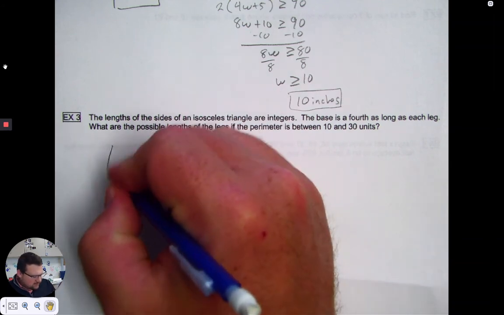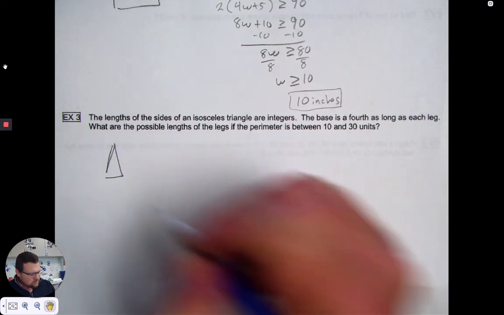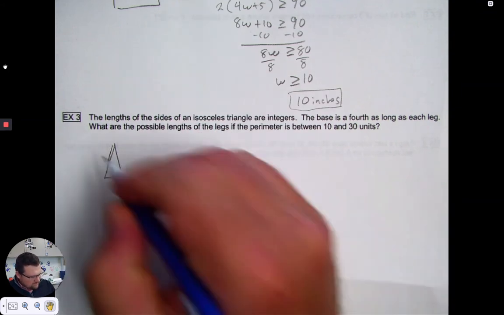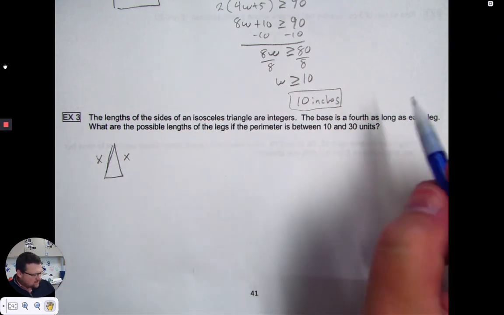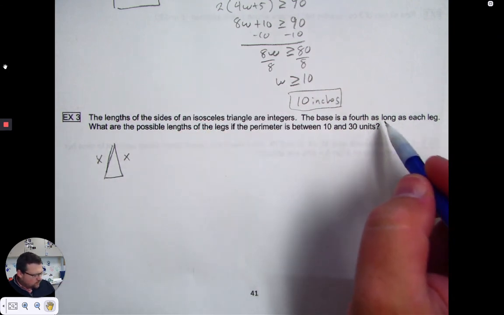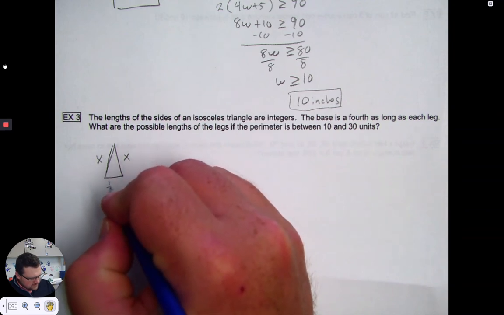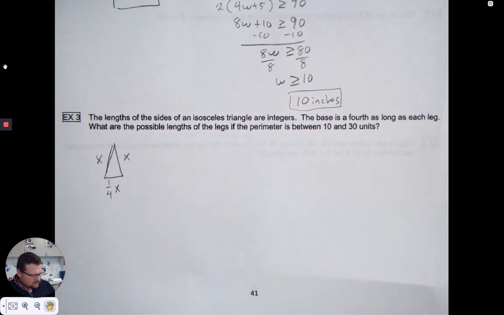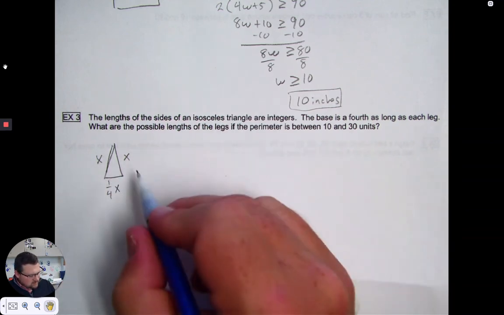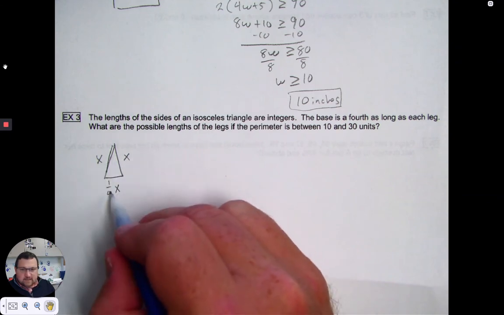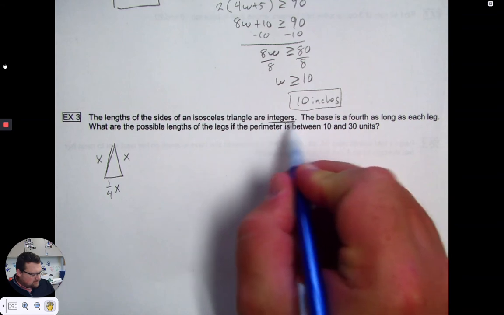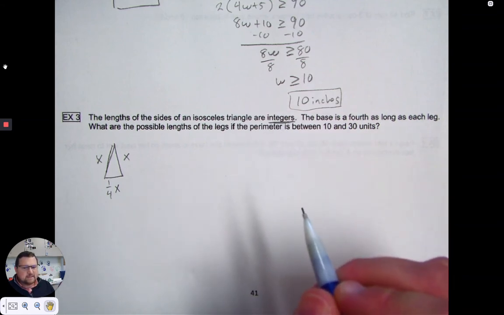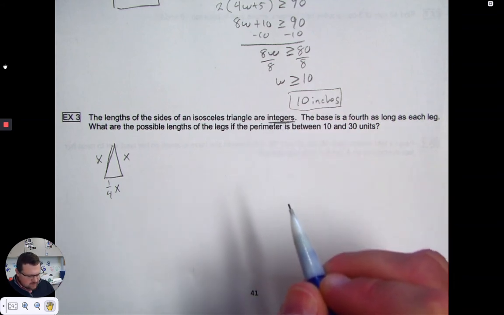So again, I like to draw this. If you remember, an isosceles triangle has two sides that have to be the same, which are our legs, and then our base. It says that our base is 1/4 as long as each leg, so 1/4 x. At this point we have x, x, and 1/4 x. One of the keys is that all the sides have to be integers, but we'll come back to that in a minute.